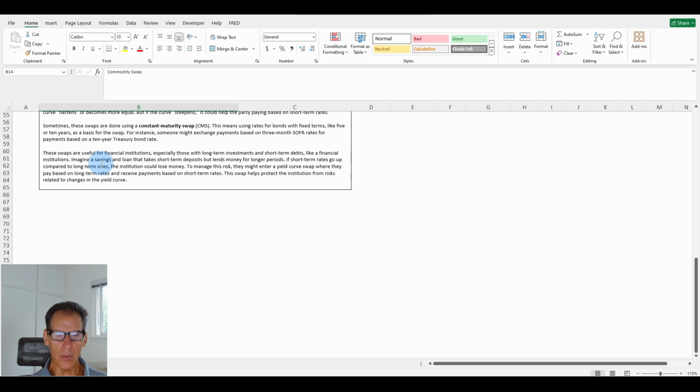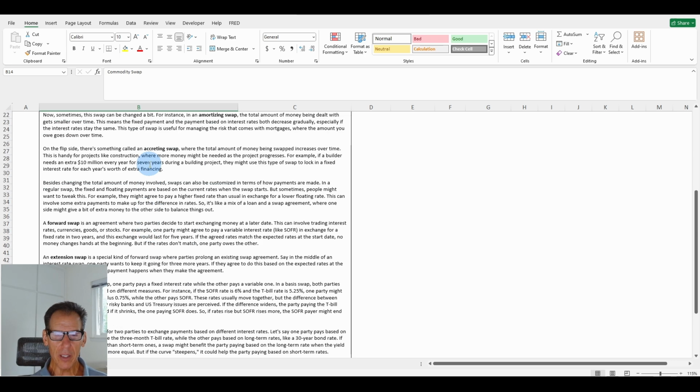Imagine a savings and loan that takes short-term deposits but lends money for longer periods. If short-term rates go up compared to long-term ones, the institution could lose money. To manage this risk, they might enter a yield curve swap where they pay based on long-term rates and receive payments based on short-term rates. This swap helps protect the institution from risks related to changes in the yield curve.